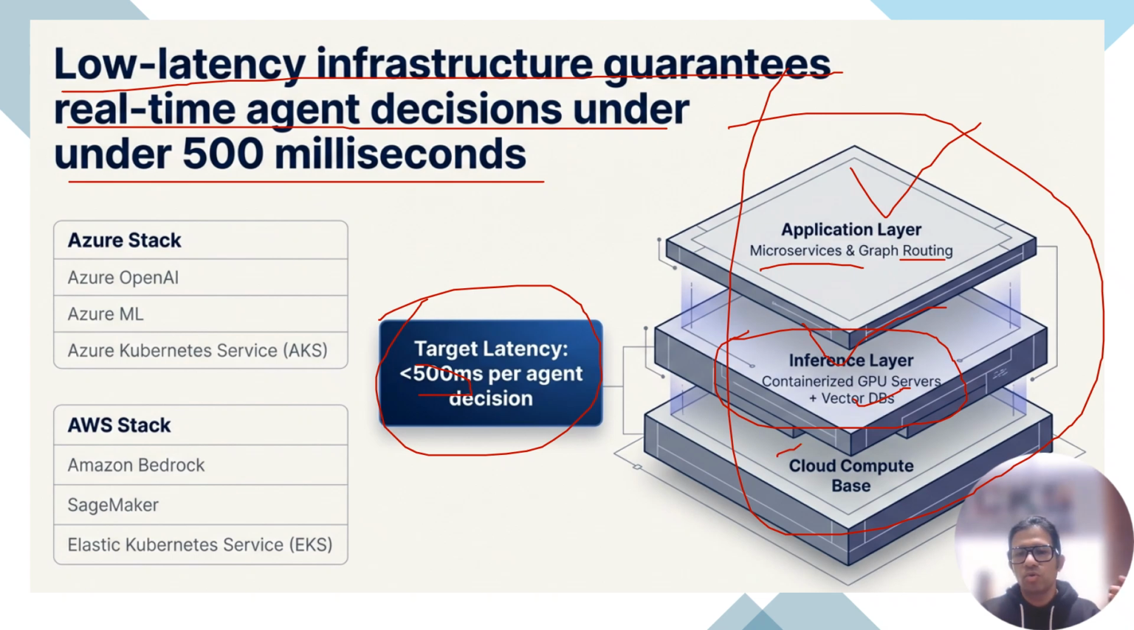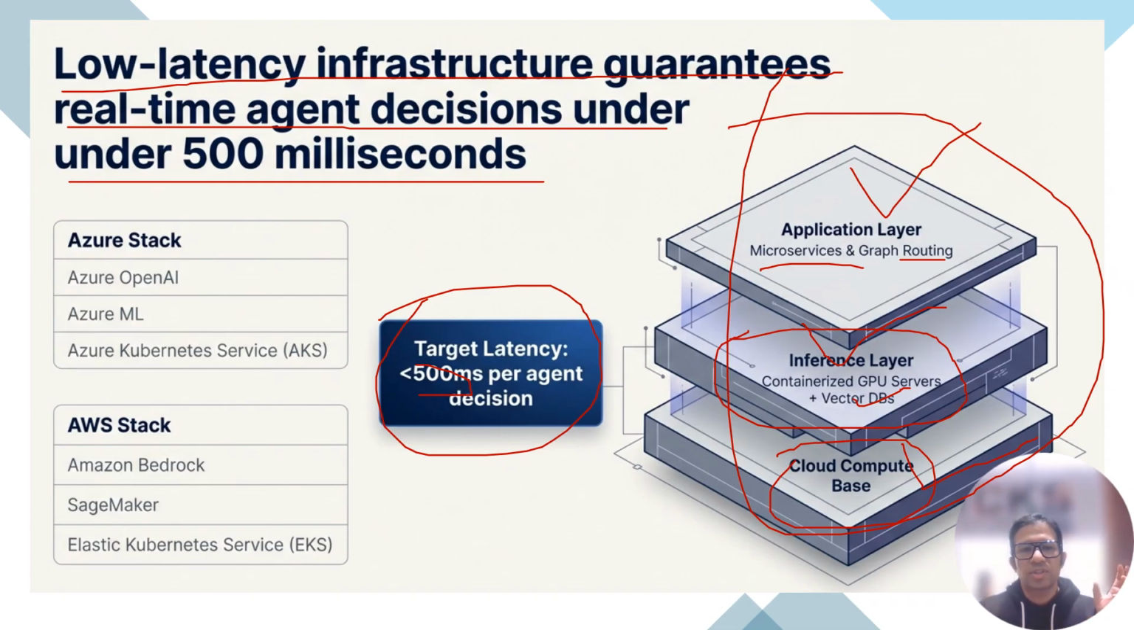Now comes the cloud computing base, the last one. The cloud computing base gives scalability and reliability. When load increases, with more requests, more users, more teams, the system scales horizontally without breaking latency. Scale out. It's really scale out. Now, cloud choices: Azure or AWS or maybe other clouds.